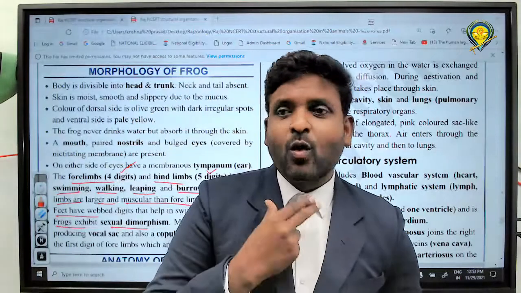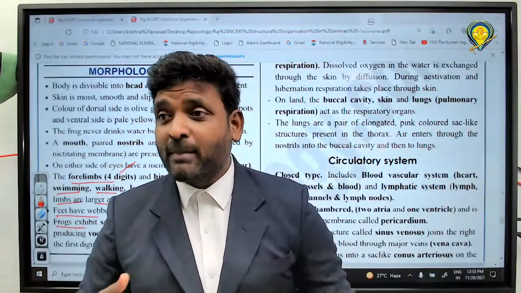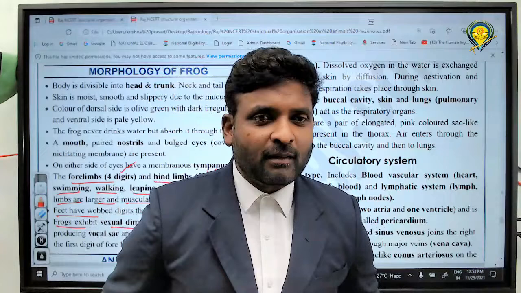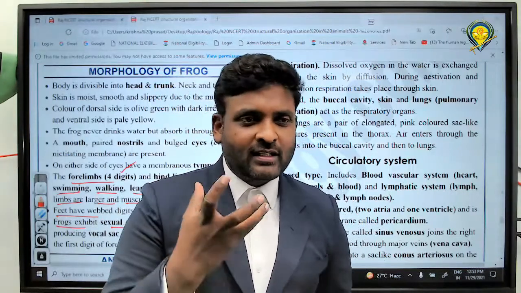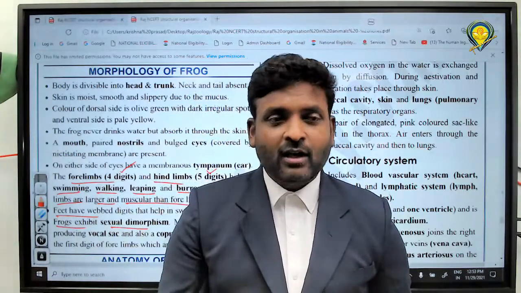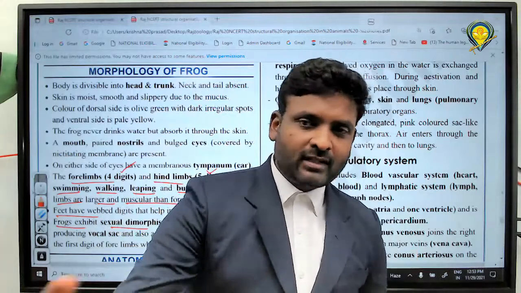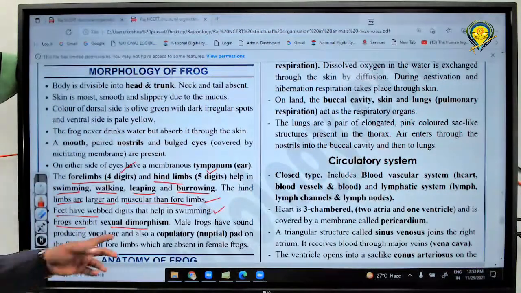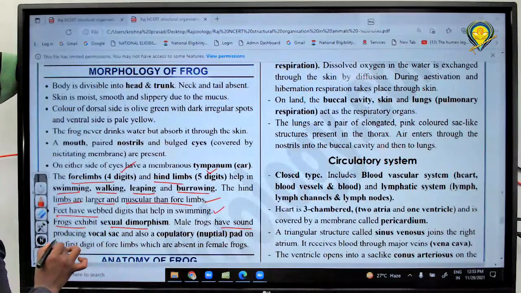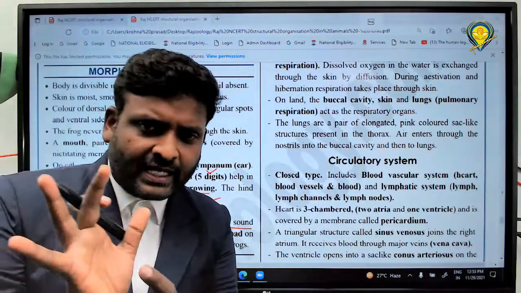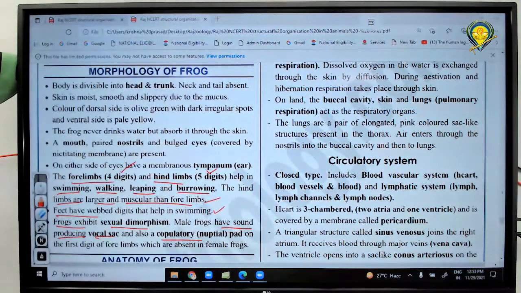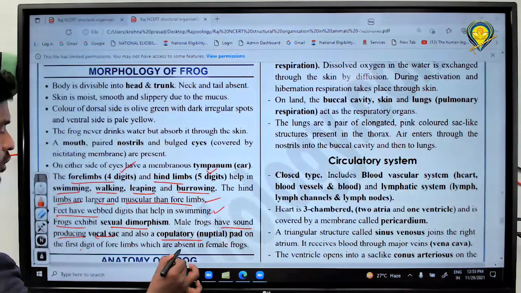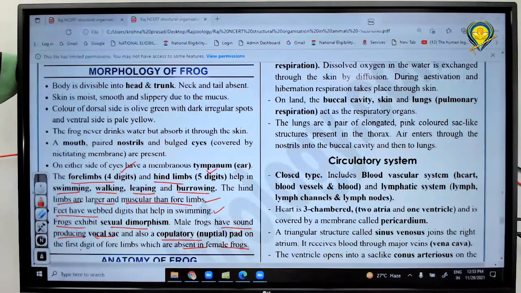Next one, the male frog can produce sounds by the presence of vocal sacs. Vocal sacs are present in the male frog, by which they can give sounds. You know very well why: to attract females. I will discuss with you later about this. And next one, the male frog has sound producing vocal sacs and also copulatory pads in the first digit, which help in copulation, and these are definitely absent in female frogs. All of you right? This is about the morphology.